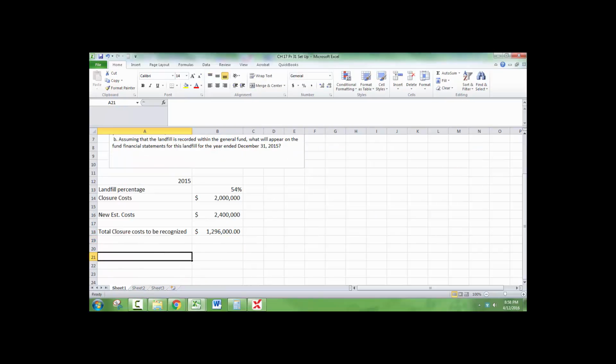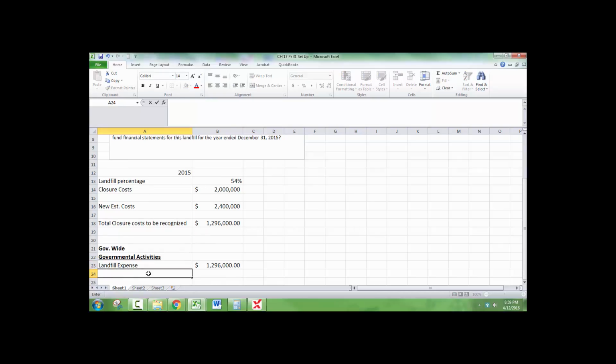So, now it asks what will be the journal entries. So, if we go government-wide financial statements, it would be called governmental activities. And then it's landfill expense, for the amount to be recognized, and then landfill liability.